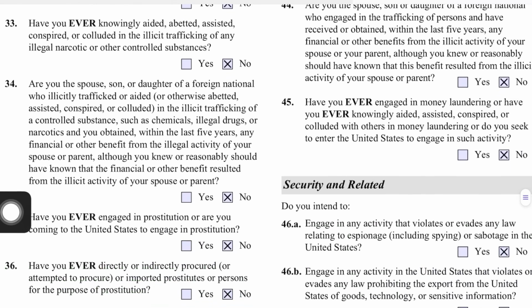Of course, no. Are you the spouse, son, or daughter of a foreign national who illicitly trafficked or aided, abetted, assisted, conspired, or colluded in the illicit trafficking of a controlled substance such as chemicals, illegal drugs, or narcotics and obtained within the last 5 years any financial or other benefit from the illegal activity of your spouse or parent, although you knew or reasonably should have known that the financial or other benefit resulted from the illicit activity of your spouse or parent? No, of course.